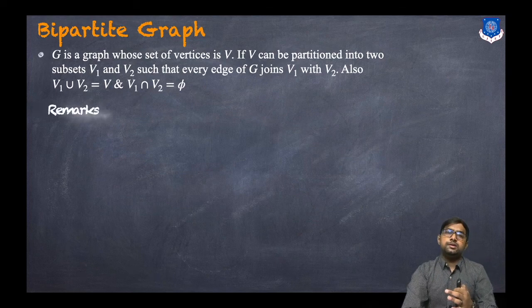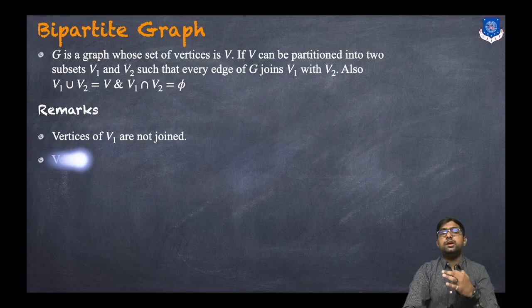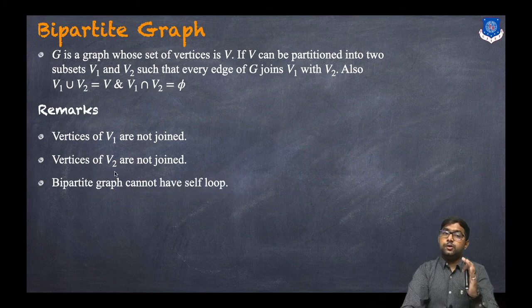Remarks: the first one, vertices of V1 are not joined, and in the same manner vertices of V2 are not joined. Third, a bipartite graph cannot have a self loop.